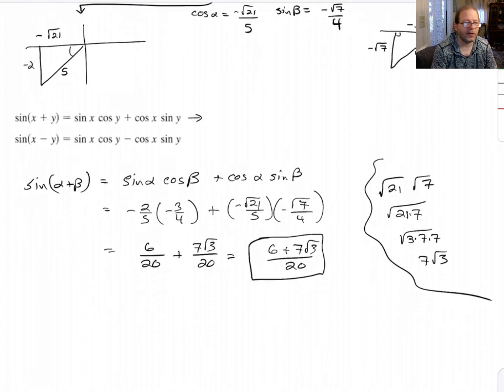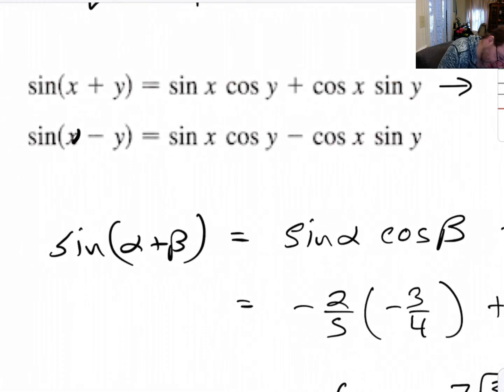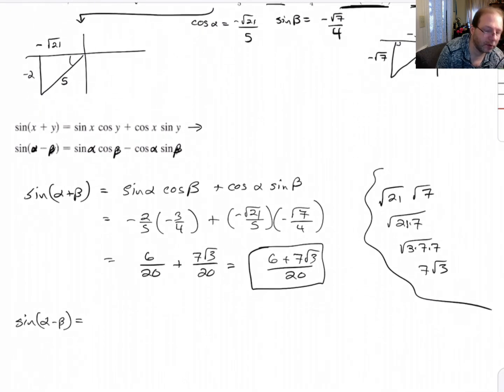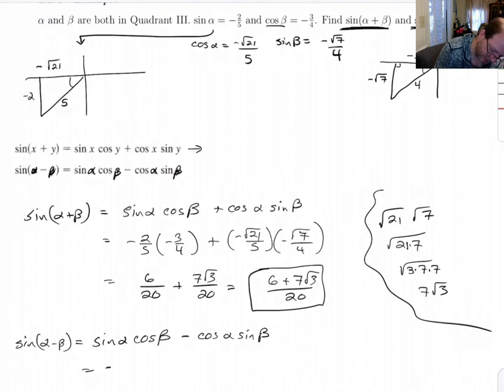All right, now let's do sine of alpha minus beta. Let's see, I'm going to come back up here before I do this, and I'm going to write them in here. Alpha, beta. So the x's are becoming alphas, and the y's are becoming betas. So we get sine alpha cosine beta minus cosine alpha sine beta. So let's see, sine alpha was negative 2/5. Cosine beta was negative 3/4. Oh wait, it's the same except for the sign in the middle. This is going to be minus instead of plus here.